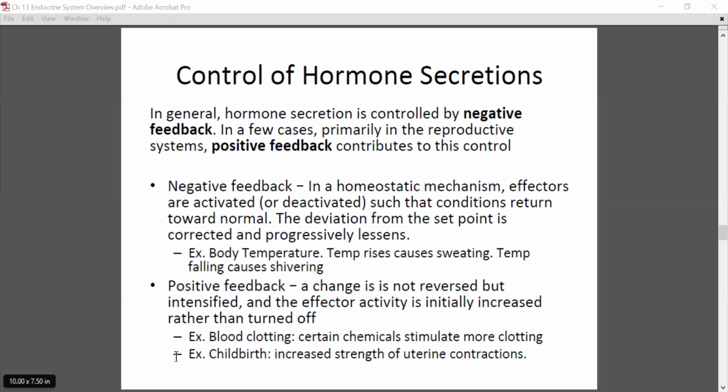Negative feedback, we want to quickly get back to normal. So we're either going to stop or start processes in order to help us hurry up and get back to normal. Positive feedback, once a reaction occurs, we're not trying to stop it. We're actually going to make it stronger in order to receive the desired effect. So that is the difference between negative and positive feedback.